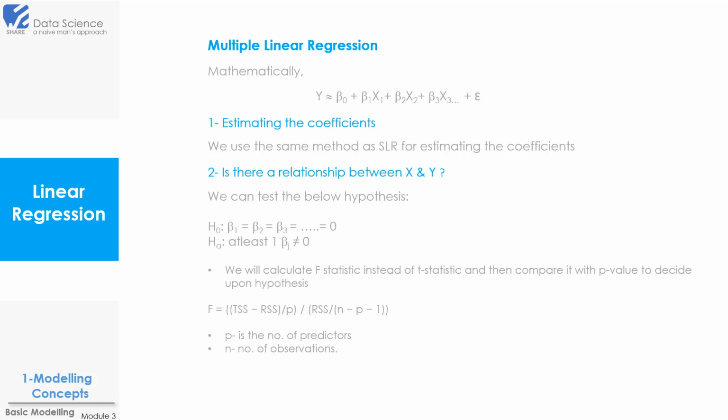So here we will calculate the f statistic instead of the t statistic as per the given formula here. Just have a look at it, you don't have to remember it. So the entire process will remain the same. It is just that we are using the f statistic here instead of the t statistic. And then as usual we'll compare it with the p-value to decide upon the hypothesis.